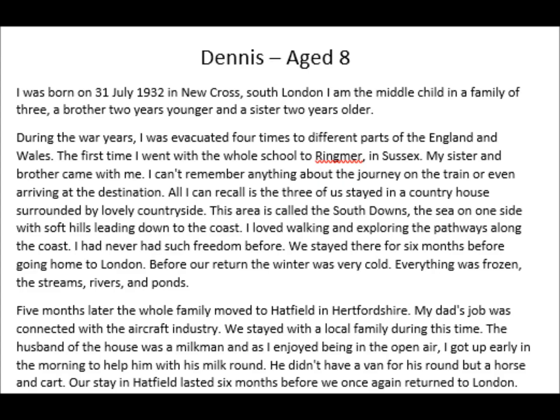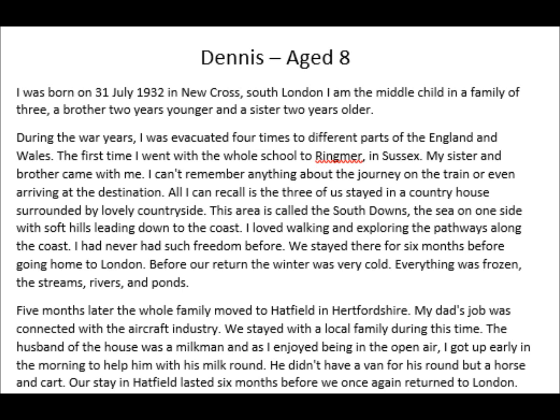So I was born on the 31st of July 1932 in New Cross, South London. I am the middle child in a family of 3, a brother 2 years younger and a sister 2 years older. During the war years I was evacuated 4 times to different parts of England and Wales. The first time I went with the whole school to Ringmer in Sussex. My sister and brother came with me.